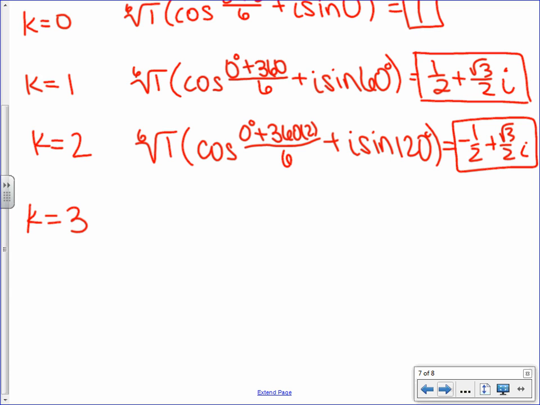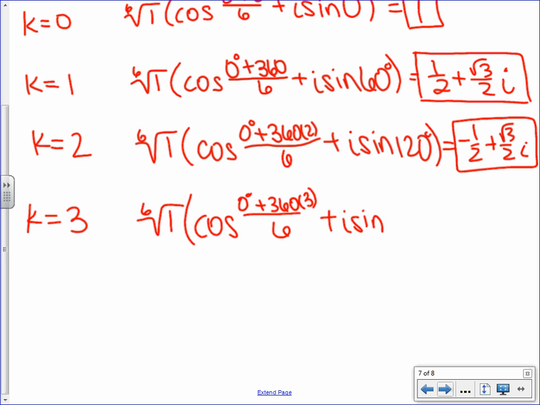All right, hey, we're halfway done. Woo! And we still have a couple minutes. Do not panic. Sixth root of 1 times the cosine of our angle. Now we're talking about 360 times k, which is 3. So what's our angle? 360 times 3 divided by 6. Huh? 180. What's the cosine of 180? -1. So we have 1 times -1. Sine of 180 is 0. There's our -1 that we knew we'd get.